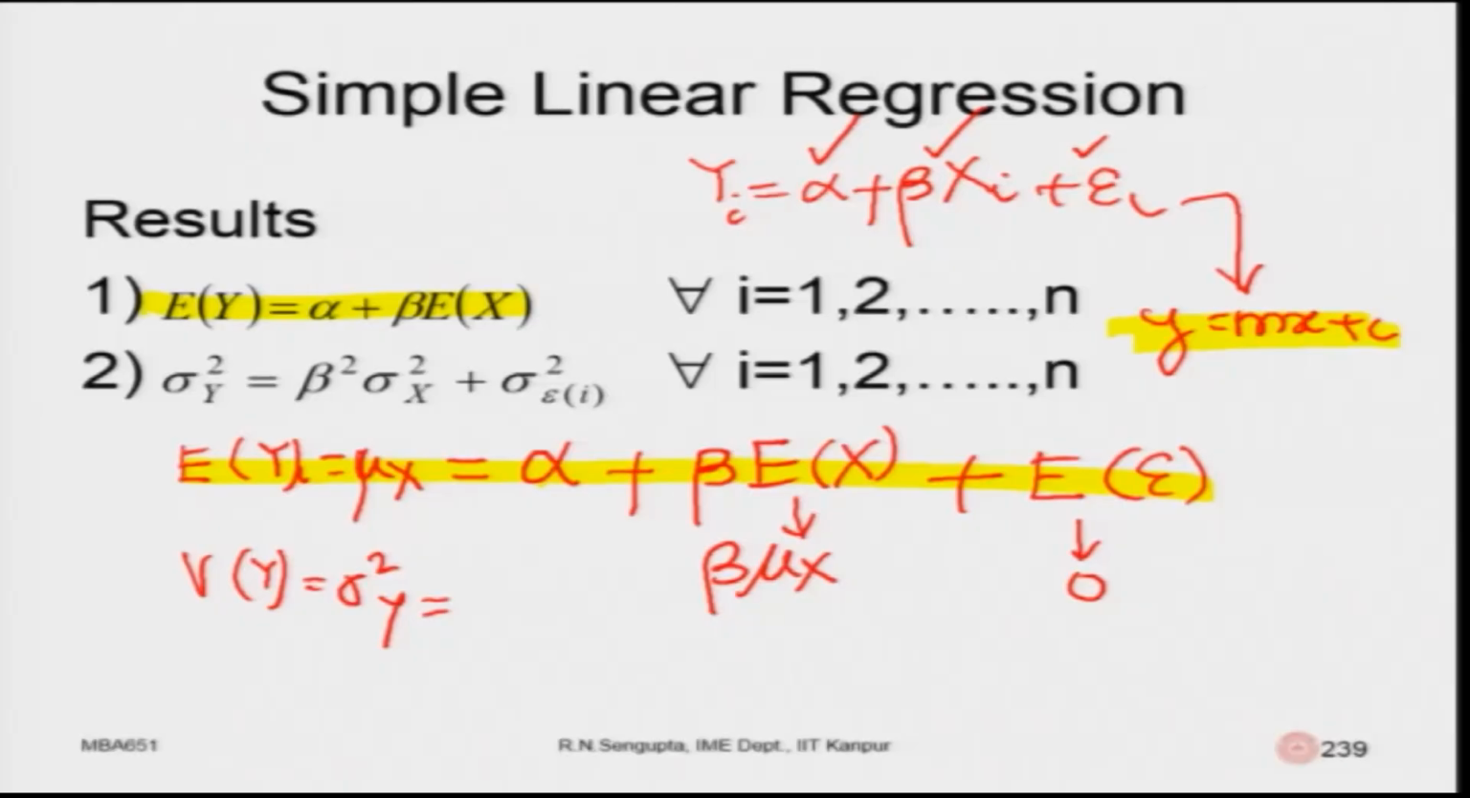Now, let us come to the covariance factors. If I consider alpha, which is the constant value with respect to any random variable, the covariance would be 0, which means the covariance existing between the first term and the second term is 0. Covariance existing between the first term and the third term is 0.